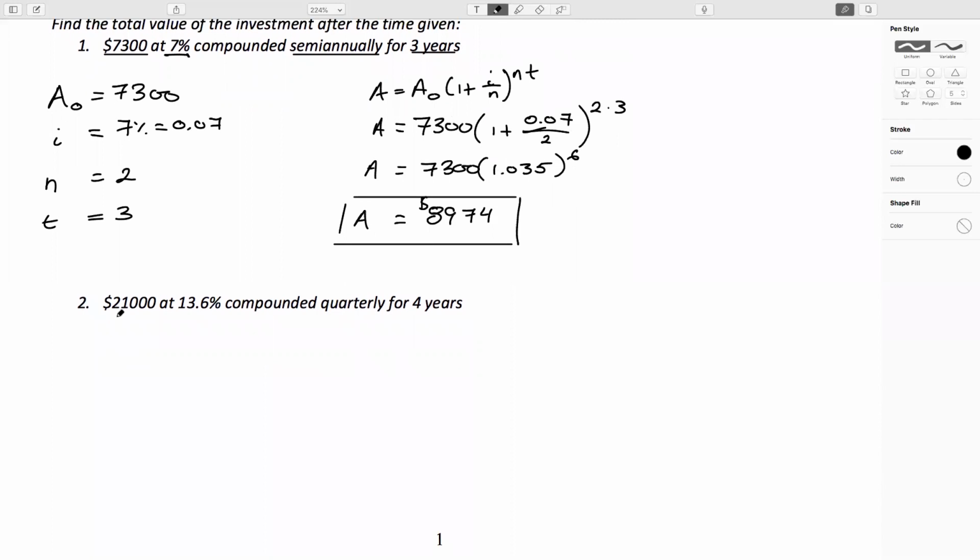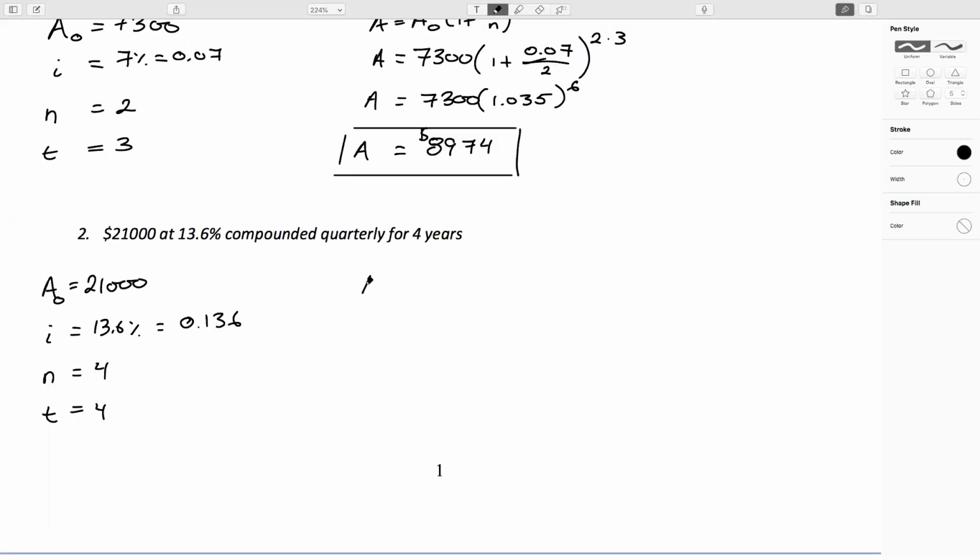Let's try another one. $21,000 at 13.6% compounded quarterly for 4 years. So we've got A naught, sorry, initial investment, of 21,000 this time. 13.6%. If you can find that interest rate, please tell me where, because that's a good rate of return. 13.6%, which divided by 100 is 0.136. And compounded quarterly, so n happens 4 times a year. For 4 years, t equals 4.